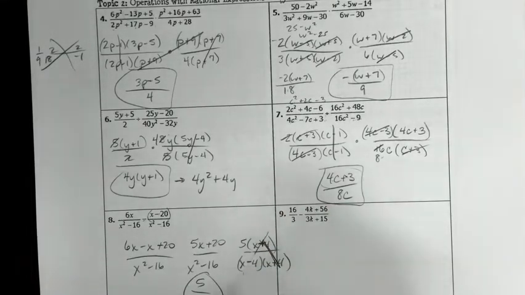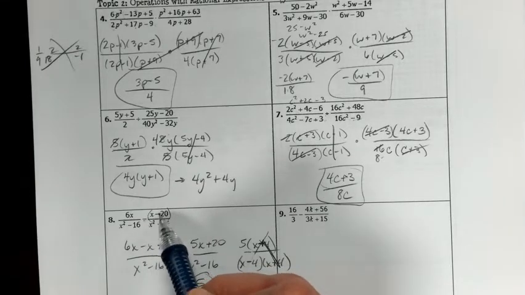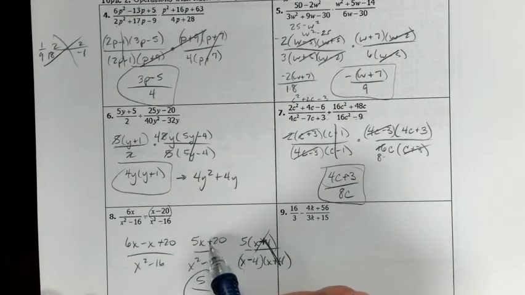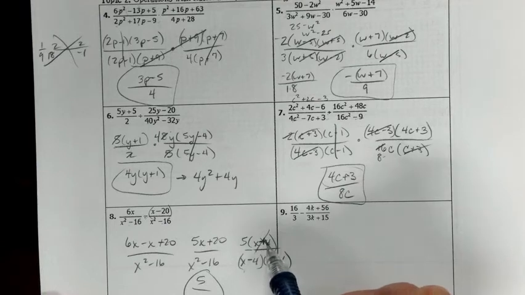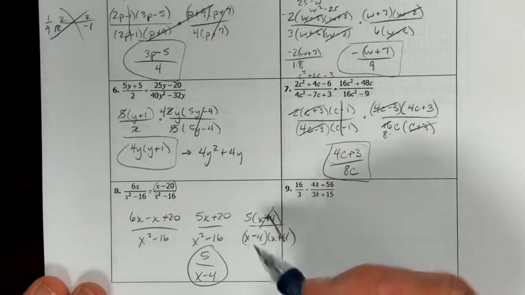Is everybody following that? Right, so this is minus that entire thing. So minus x plus 20. Minus negative would be plus 20 here. So when we factor that, it would be 5x plus 4. So we'd be able to cancel out the plus 4s. We'd be left with the x minus 4 on the bottom.